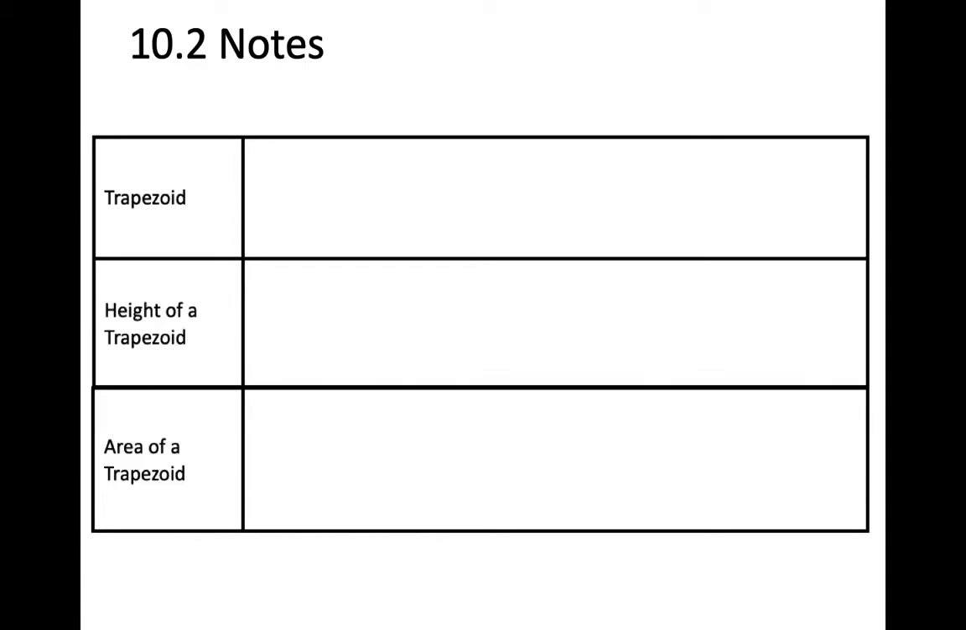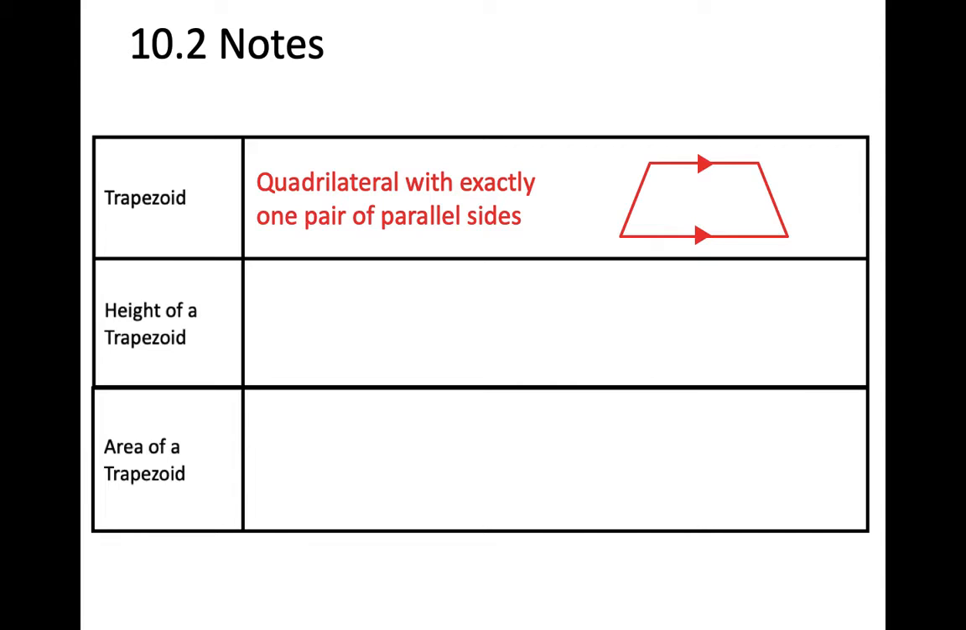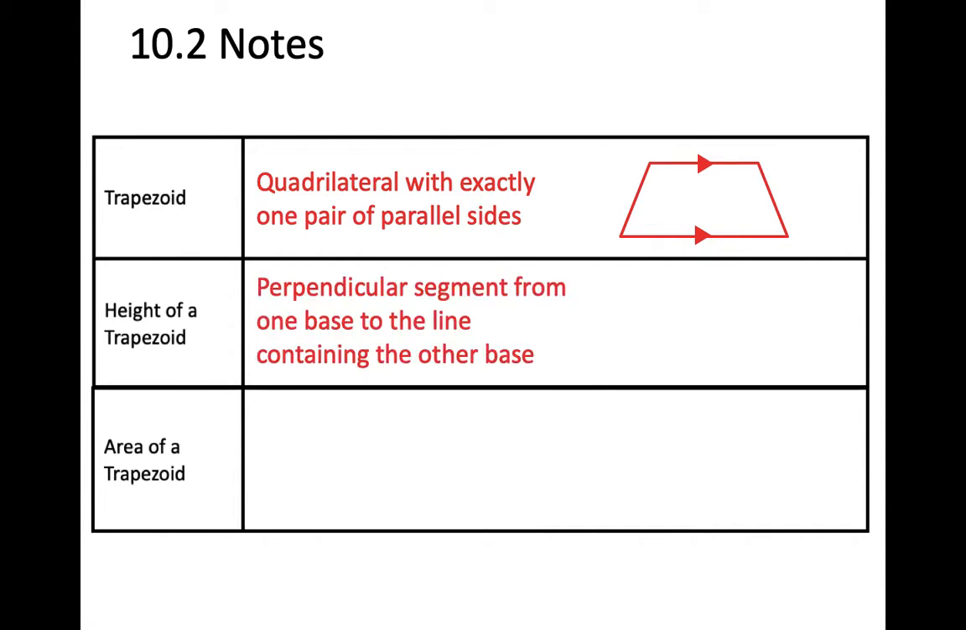Alright, so reminding you, a trapezoid is a quadrilateral with exactly one set of parallel sides. So it looks like this. The height of a trapezoid is the perpendicular segment from one base to the line containing the other base. So, for example, right there is the height of a trapezoid. That would be an example of a height inside the trapezoid.